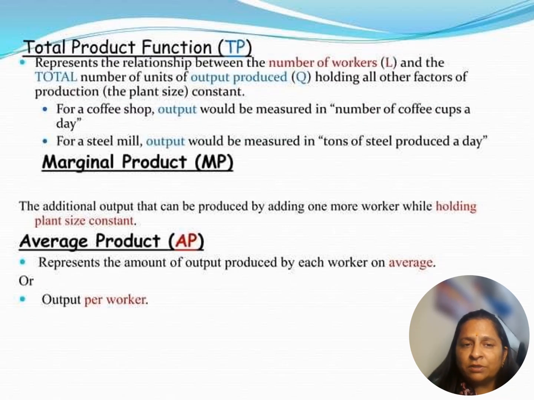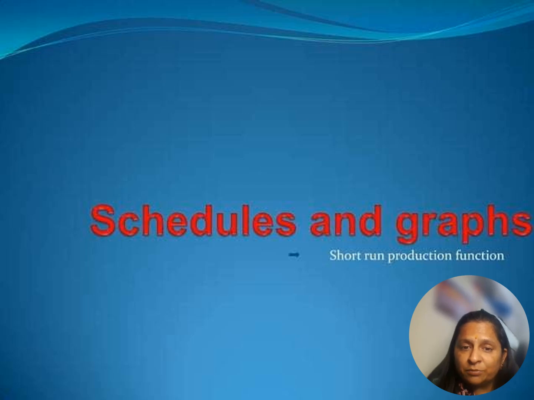Total product is the total output when I hire a number of workers. Marginal product means the additional change in output due to hiring more and more workers while holding the plant size constant. And average product is the total product divided by the number of workers.